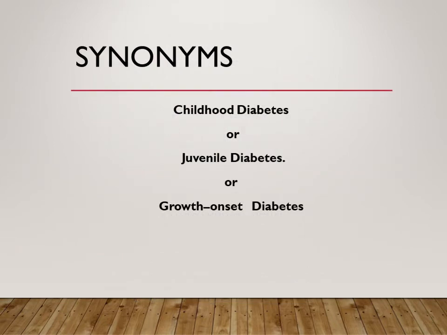Diabetes mellitus is also known as childhood diabetes mellitus, juvenile diabetes mellitus, or growth onset diabetes mellitus. Type 1 diabetes mellitus is known as Madhumeha, which is described under the Vataja Prameha by Acharya Charak, Acharya Sushrut, Acharya Vagbhat, and other Acharyas.